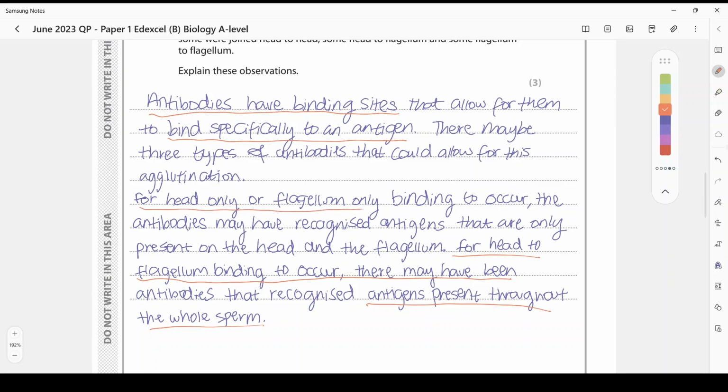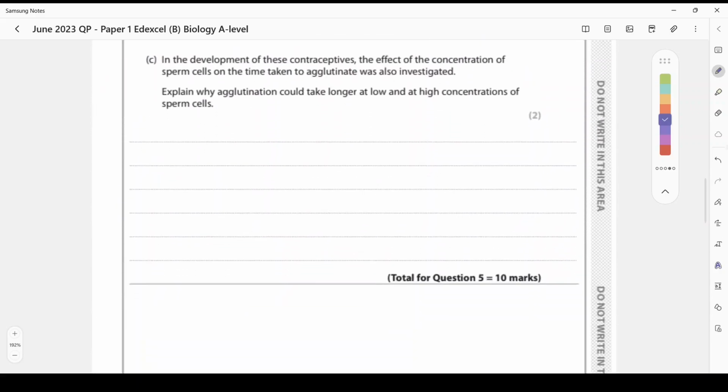So antigens that are only present in the head and the flagellum. And then the last mark would be there are different types of antibodies present. All right, let's go to the last part.